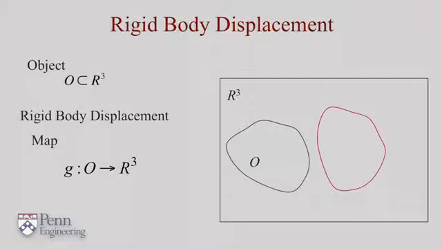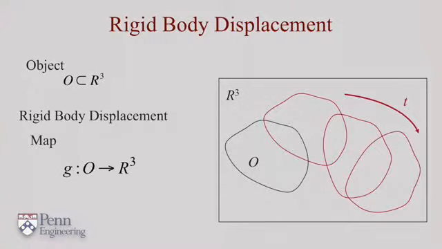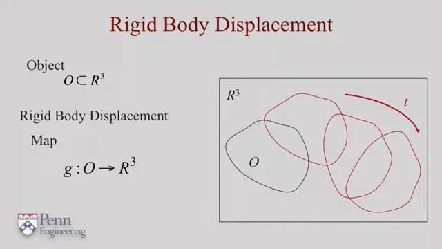As time changes, this object may occupy different positions and orientations. Accordingly, you have different rigid body displacements. Again, each one is a map of this collection of points in O to their physical manifestations in the real space, which is R3.